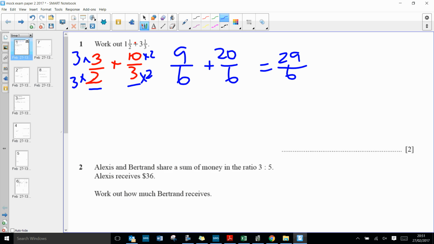And 6 is going to 29 4 times with 5 remaining.